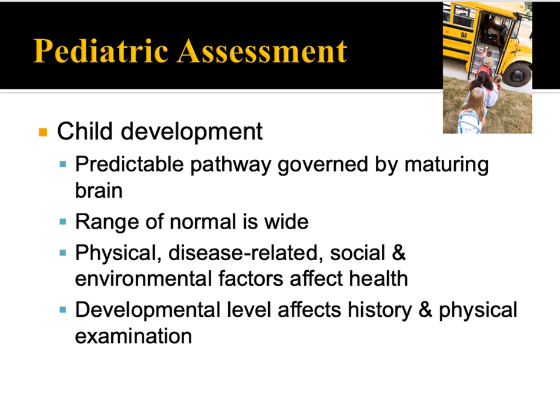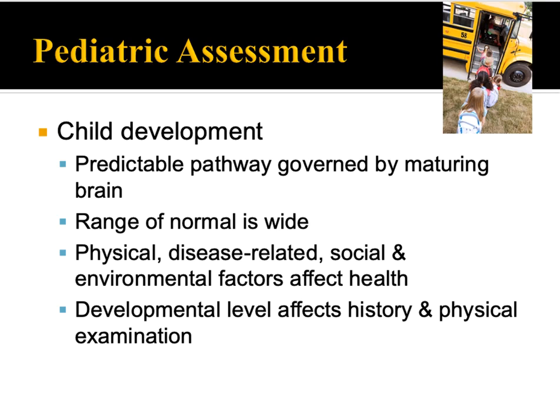So there are predictable pathways according to the child's age, certain stages and tasks that they should be able to accomplish, governed by the brain development. There is often a very wide range of what is considered normal, particularly for the younger kids. We know that the physical, social, environmental factors, and if they have other diseases, affect their overall health, and so that's taken into consideration when we're looking at their development.